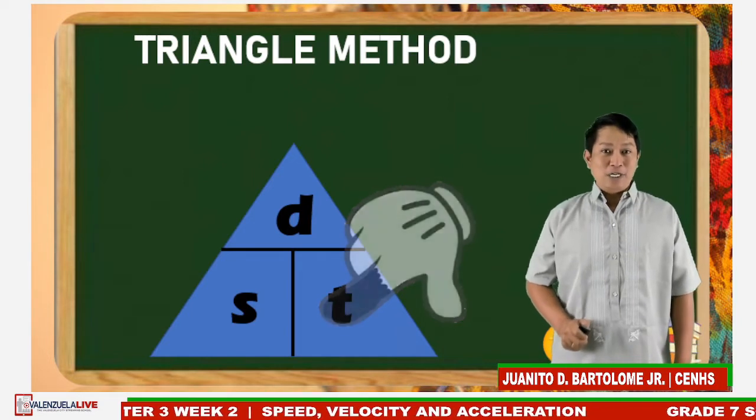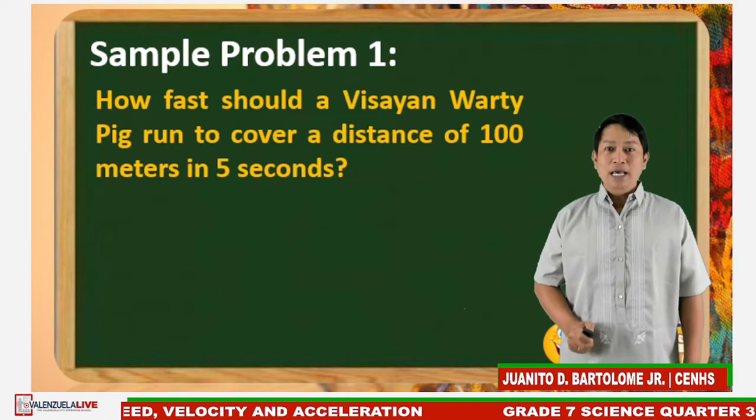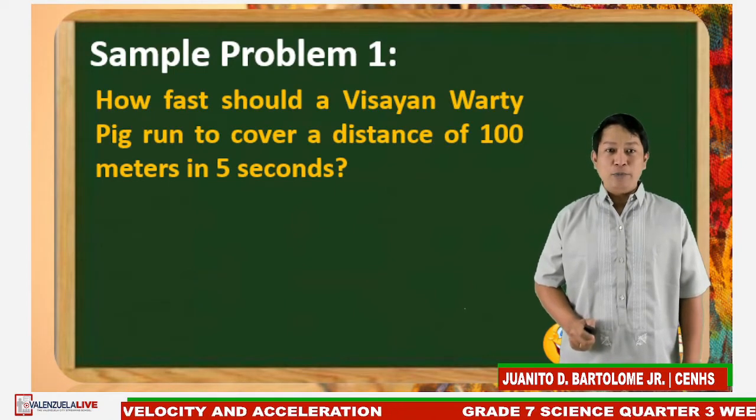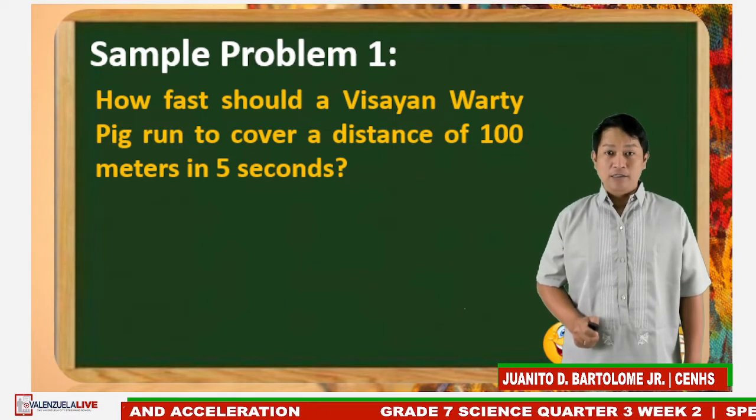Let us try to solve sample problems step by step. Sample problem number 1. How fast should a Visayan warty pig run to cover a distance of 100 meters in 5 seconds?